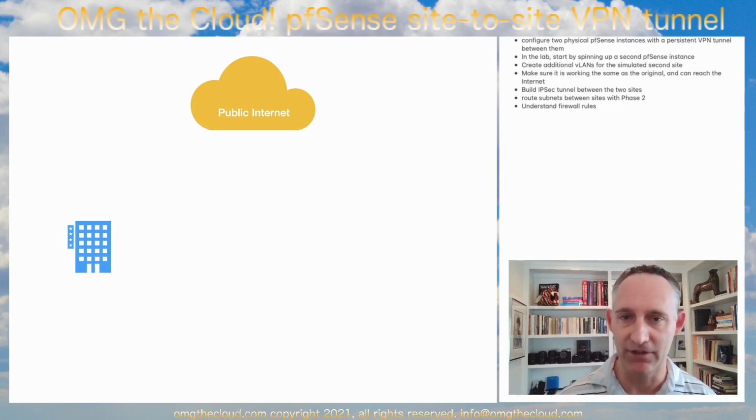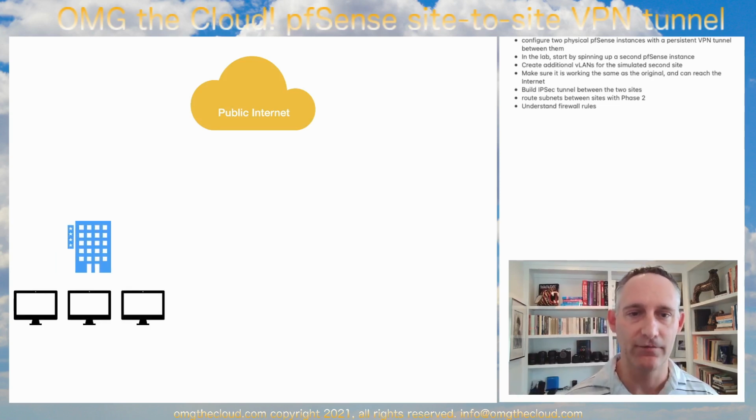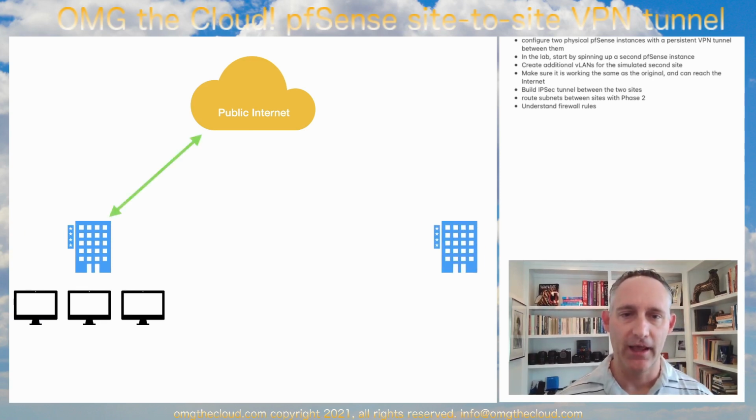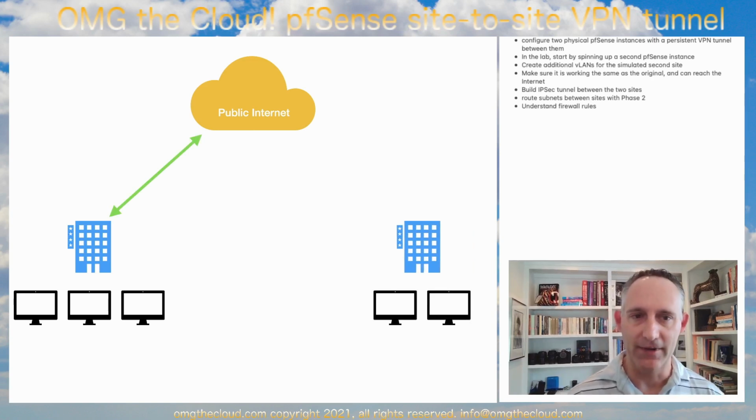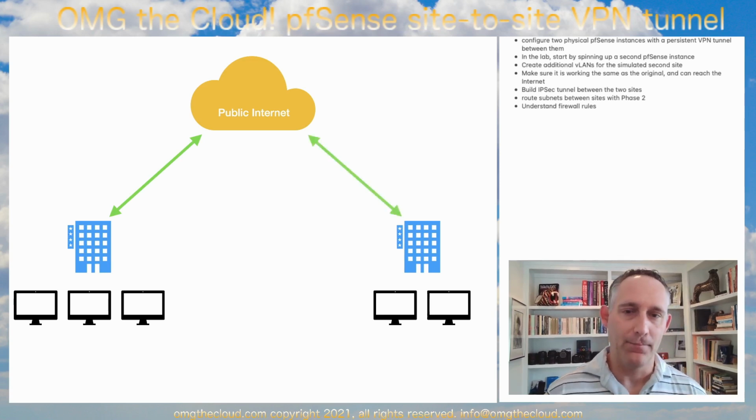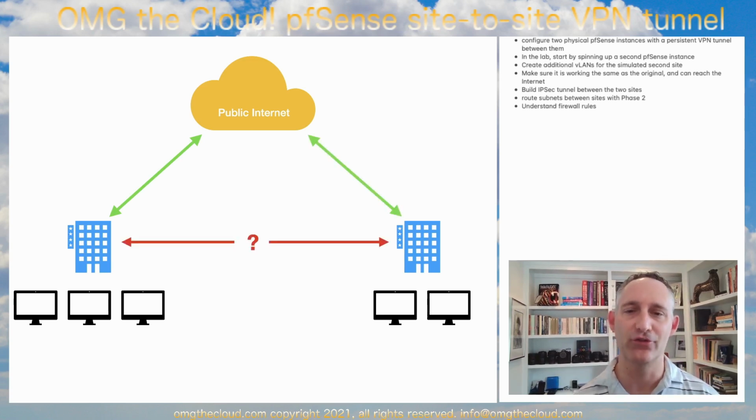We've got our first pfSense firewall here, and it's got a few computers behind it, access to the internet, fairly typical, right? Today we're going to go ahead and introduce a second pfSense firewall to our environment with a couple computers behind it and also access to the internet. But how can we have them talk to each other securely? That's where our IPSec tunnel comes in.